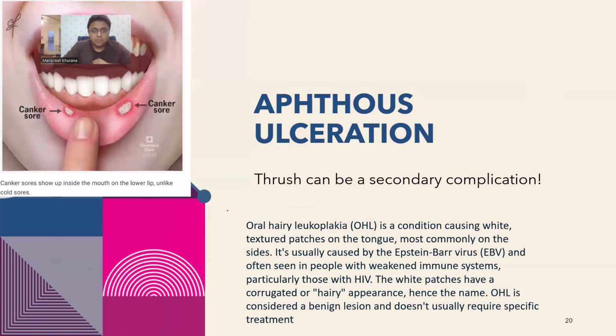Then the next one is aphthous ulcerations or canker sore. It can be a secondary complication, the thrush. So oral candidiasis can occur as a secondary complication.